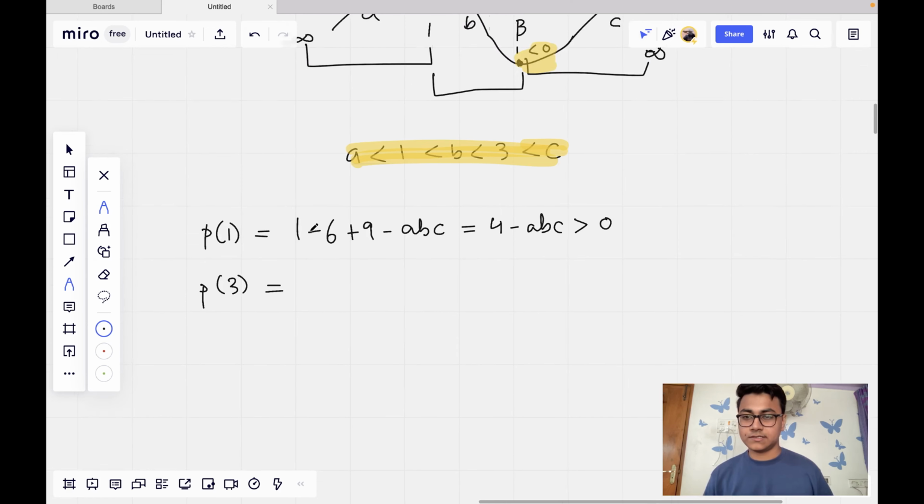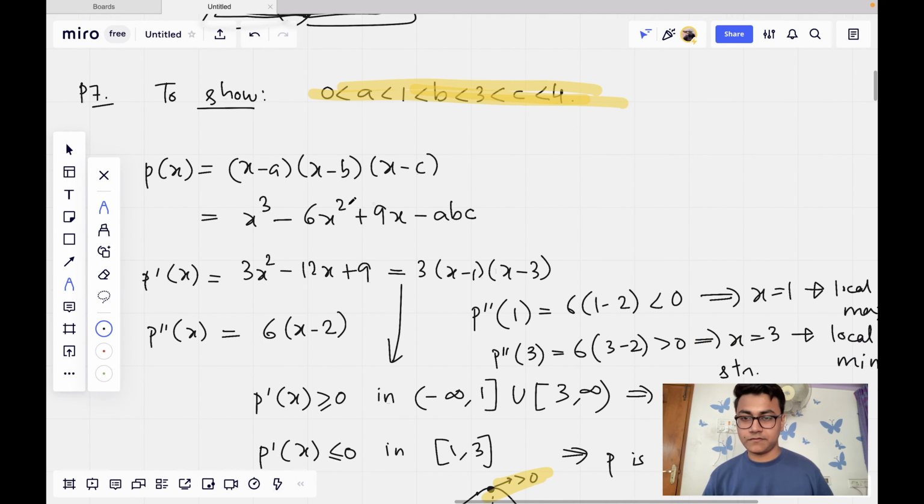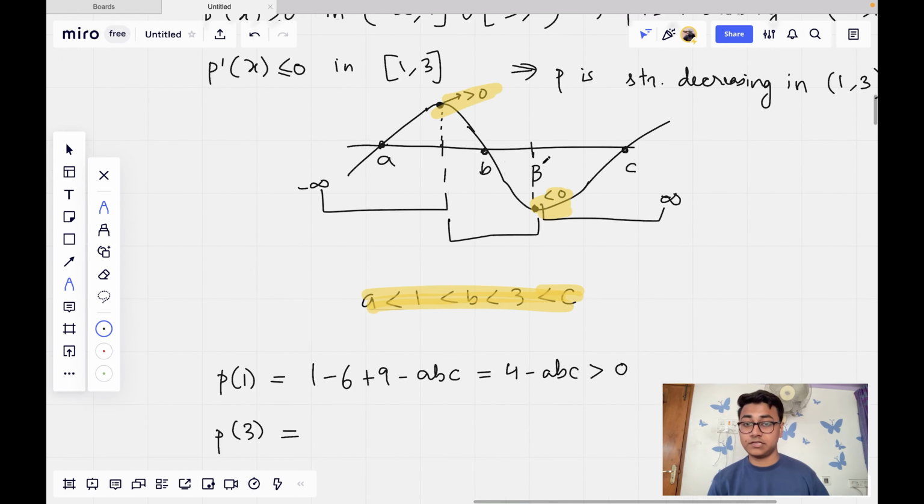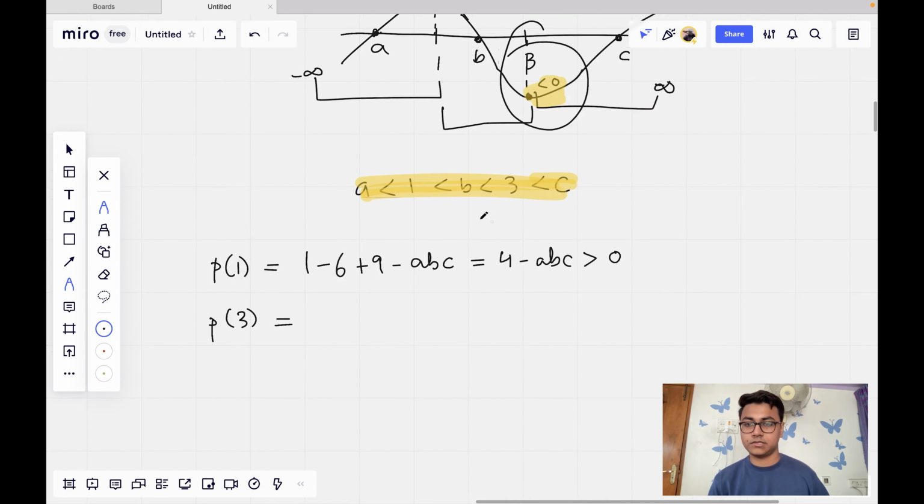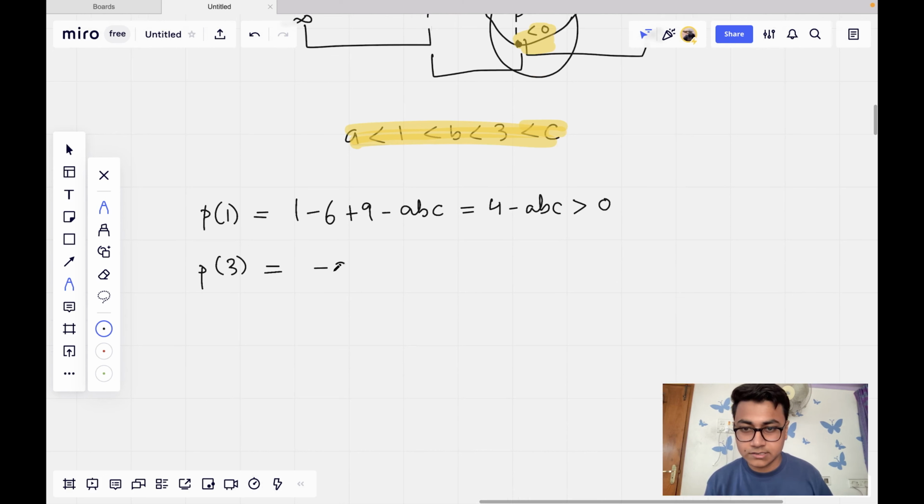P of 3 is, what is P of 3? 3 cube is 27, 3 nines are 27, 54, 54 minus 3 times 9 is 27, 6 is 54. So P of 3 is just minus ABC, and P of 3 is negative. So P of 3 is just ABC, and this is strictly less than 0. This implies ABC is strictly greater than 0, but we already know that B is strictly greater than 1, C is greater than 3, so B and C are positive. That gives us A is greater than 0.